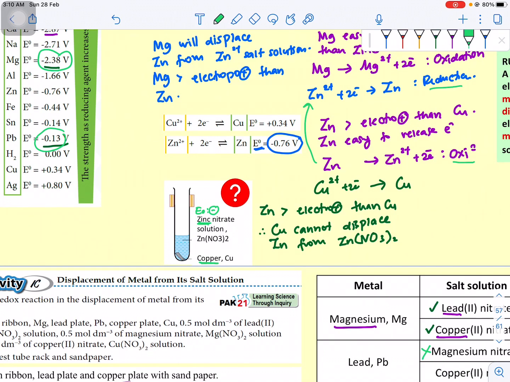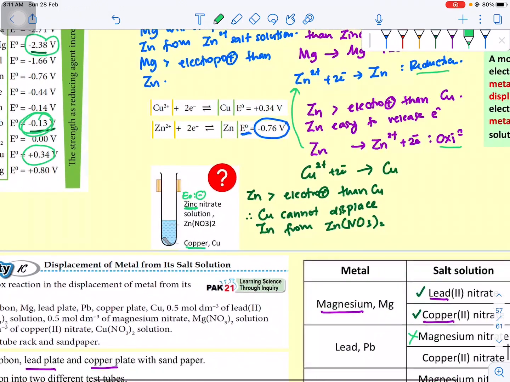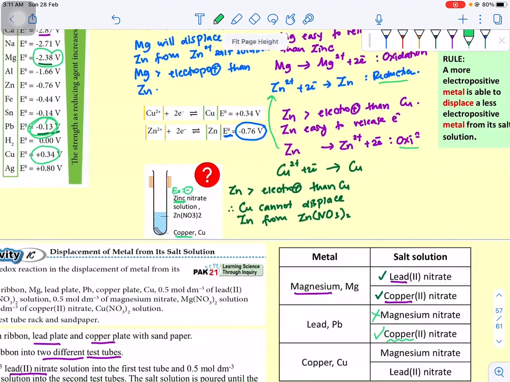Lead and copper. Lead is negative 0.13, copper is positive 0.34. So lead lagi power, maka lead mampu menendang keluar copper. Yes, the reaction can occur.